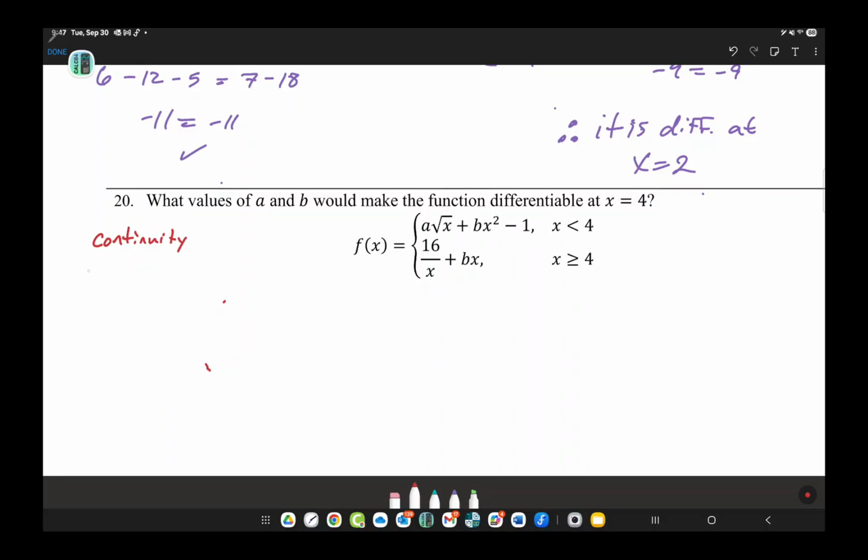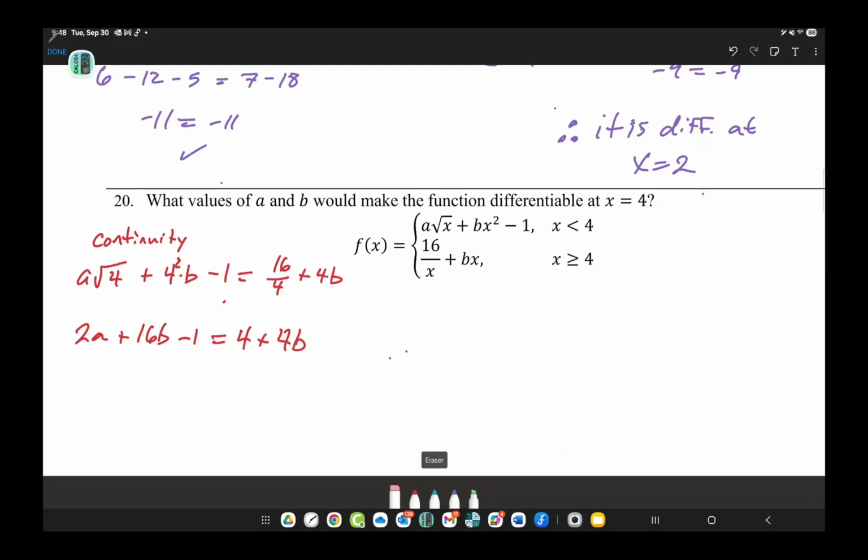So that means that a times the square root of 4 plus b times 4 squared, minus 1 should equal 16 over 4 plus 4 times b. So 2a plus 16b minus 1 should equal 4 plus 4b. We can simplify this, so 2a plus 12b must equal 5. And we'll leave that alone.